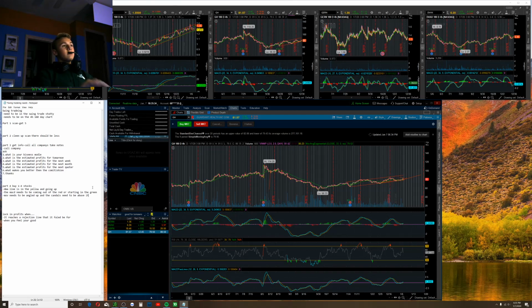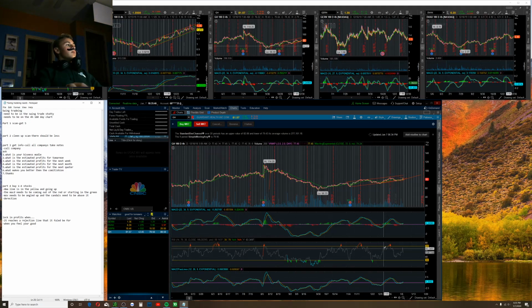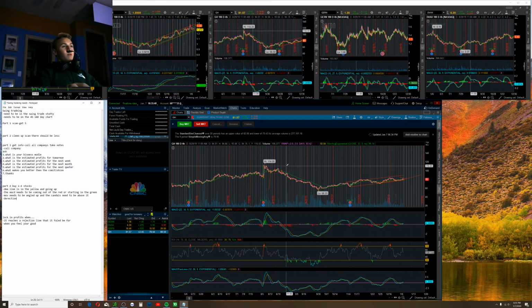All right, and then you also just want to look for a direction. That's what I mainly go off of, is direction. So you can see right here, up, down, up. Now you want to set a sell order once it hits a resistance line, which it did right.